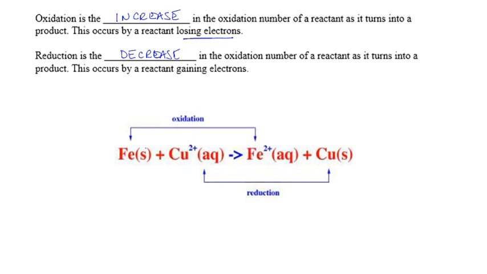So here, iron turns into Fe2+. Its oxidation number increases. That's what oxidation means. The charge goes up. We only deal with the reactant side. Copper 2+ turns into copper. Copper, we know, has an oxidation number of 0. So copper 2+ is reduced.